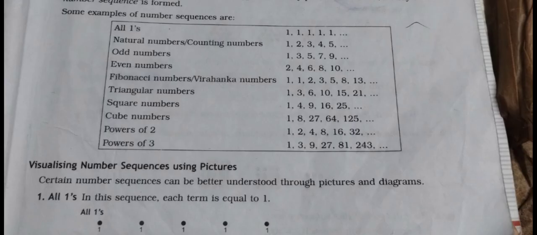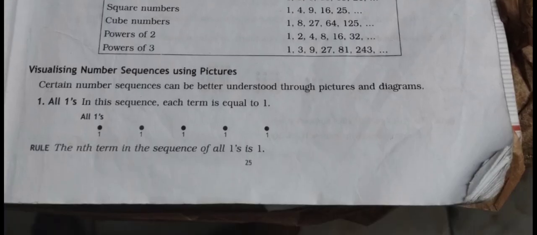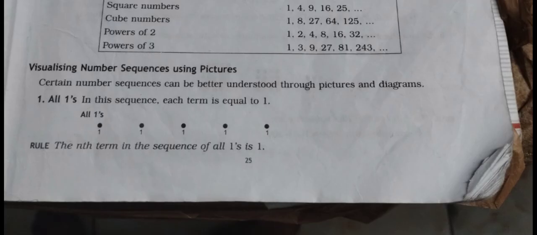Fibonacci numbers, 1, 1, 2, 3, 5, 8, 13. Triangular numbers, 1, 3, 6, 10, 15, 21. Square numbers, 1, 4, 9, 16, 25. Cube numbers, 1, 8, 27, 64, 125. Powers of 2, 1, 2, 4, 8, 16, 32. Powers of 3, 1, 3, 9, 27, 81, 243.